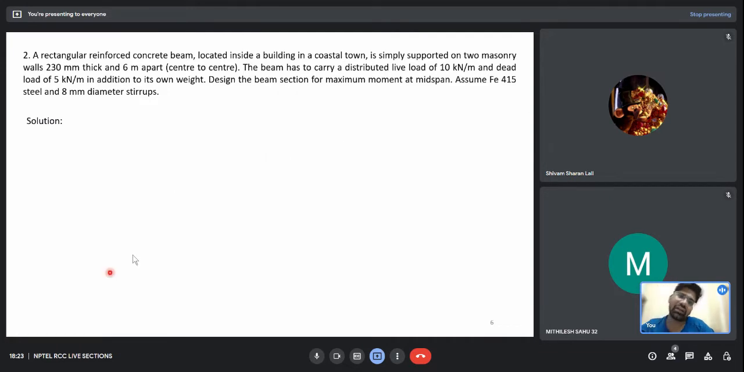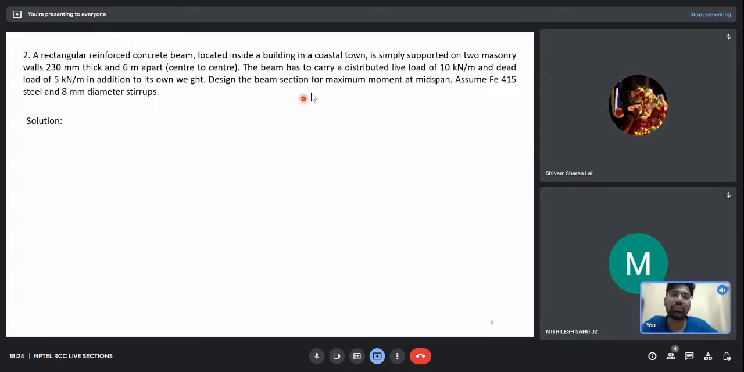Okay, sorry, the given data is not complete. I just broke up the suspense. So can you all tell me what data is missing in our question? We have Fe415 steel and the dead load and live load are also mentioned. Can any one of you tell me what data is missing? They have only mentioned that the building is lying in a coastal town. The grade of concrete. Okay, so the grade of concrete is missing.